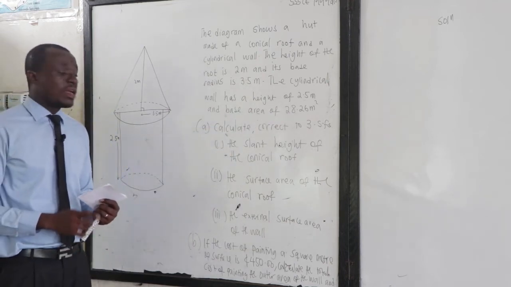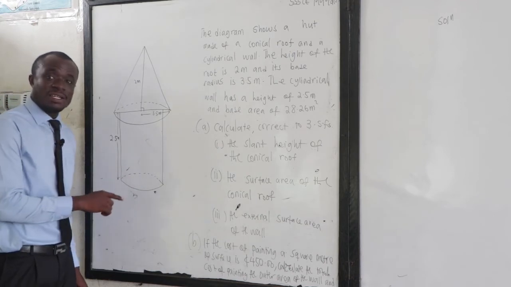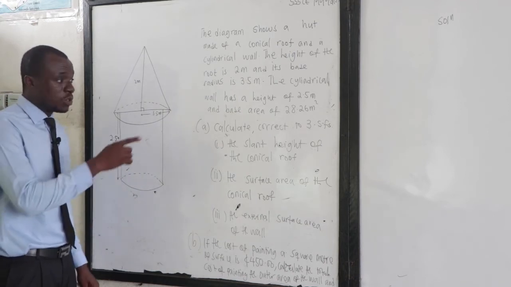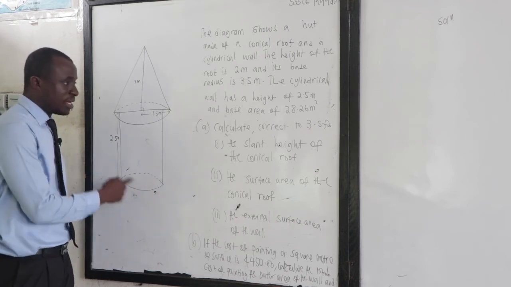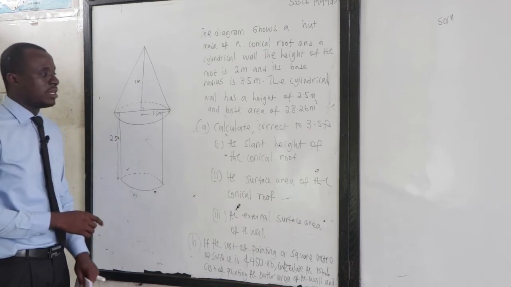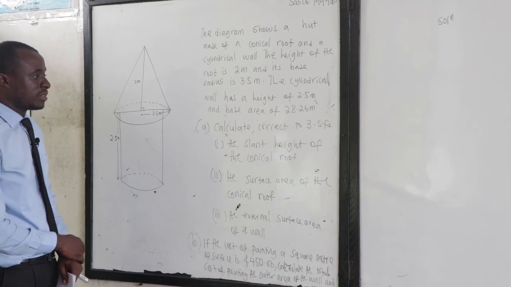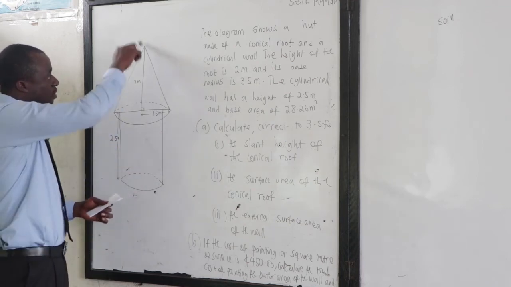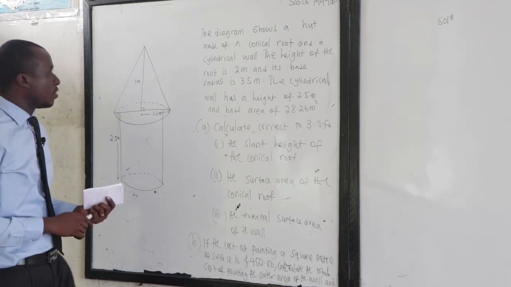28.26 meters squared. Clearly, we can find the radius from the base area, because you know pi r squared will be equal to what? The base area, which is what? A circle. And from that we can find the radius. It says calculate, correct to 3 significant figures, the slant height of the cone. So first one, we want to find the slant height of the cone.